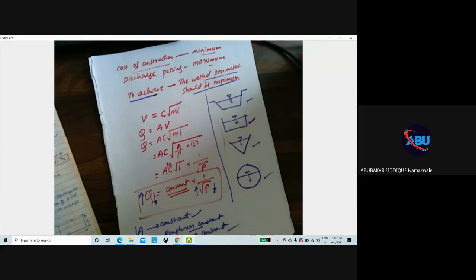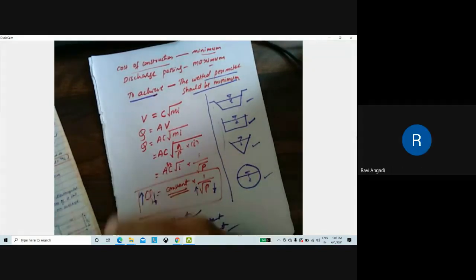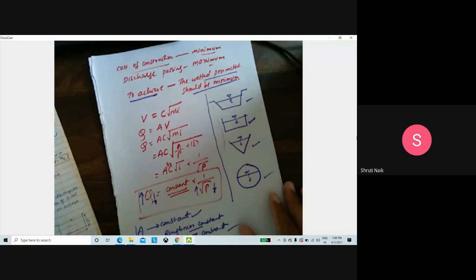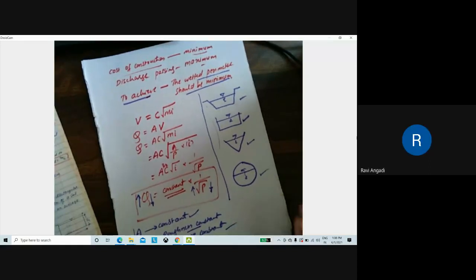Cost of construction should be minimum. Rate of discharge should be maximum. To achieve this, what is the criteria? Wetted perimeter should be minimum.